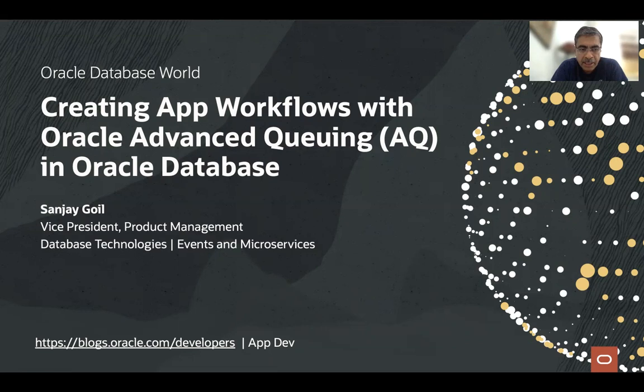I'm Sanjay Goyal. I'm a Vice President of Product Management in the Database Technologies Group, mainly focusing on events and microservices. As you go through this presentation, you'll see that we have started to write about application development with centralized architectures, decentralized architectures, microservices. You can catch our blogs at blogs.oracle.com/developers and look for the app dev category where you will see a lot of the blogs around AQ, microservices, and just app dev with the converged Oracle database.